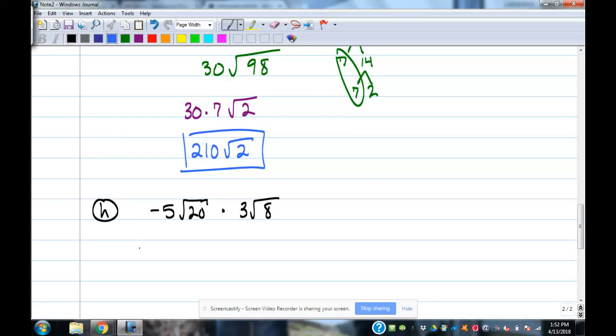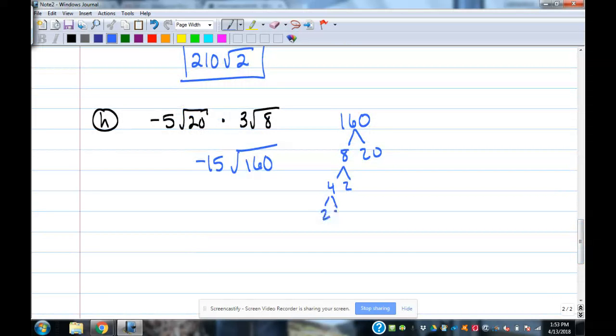What's on the outside? Negative 15. Inside? 160. Okay, and then factor tree on 160. 8 and 20 is where it came from. So 8 is 4 and 2, 2 and 2. 10 and 2, 5 and 2. So we got 2 pairs of 2s. So that'd be negative 15 times 2 times 2.